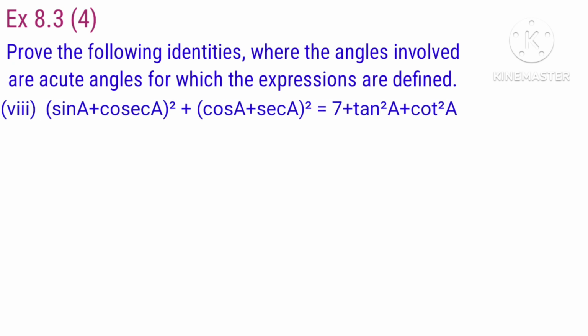(sin a plus cosine a) whole square plus (cos a plus secant a) whole square is equal to 7 plus tan square a plus cot square a. So, in the formula, we have to prove LHS equal to RHS. ஸோ நான் ப்ரீவியஸ் வீடியோஸ்லாம் சொல்லியிருப்பேன், லைக் எப்பயுமே நம்ம LHS பார்க்கவே கூடாது. ஃபர்ஸ்ட் நம்ம எப்பயுமே RHS மட்டும் தான் பார்க்கணும்.